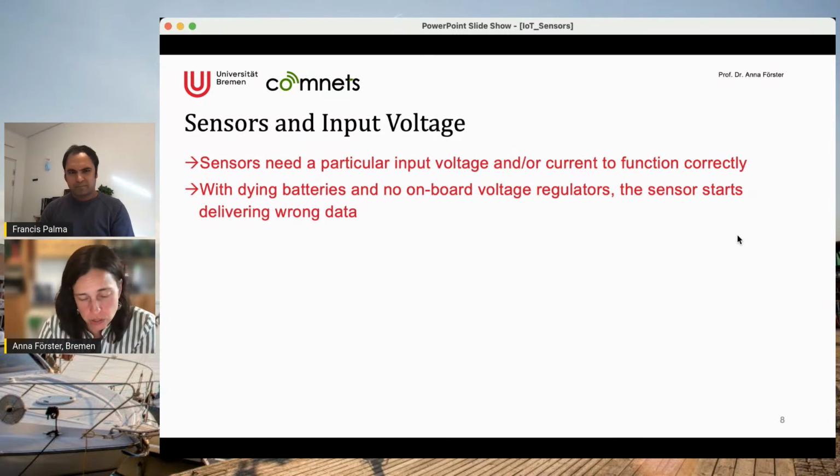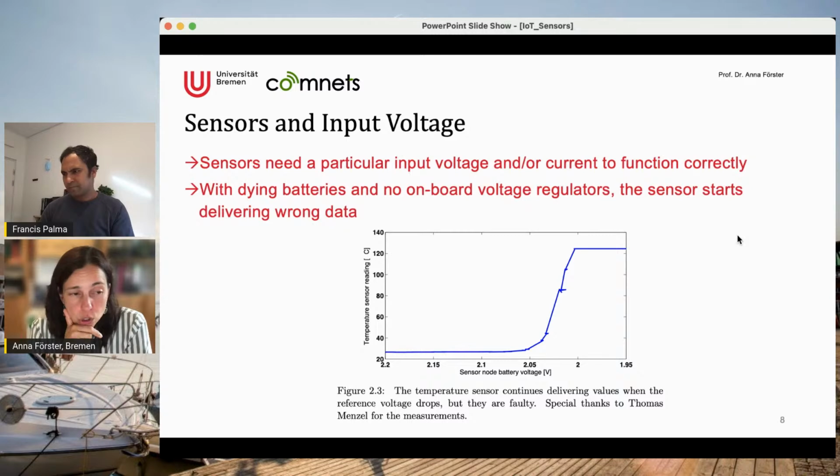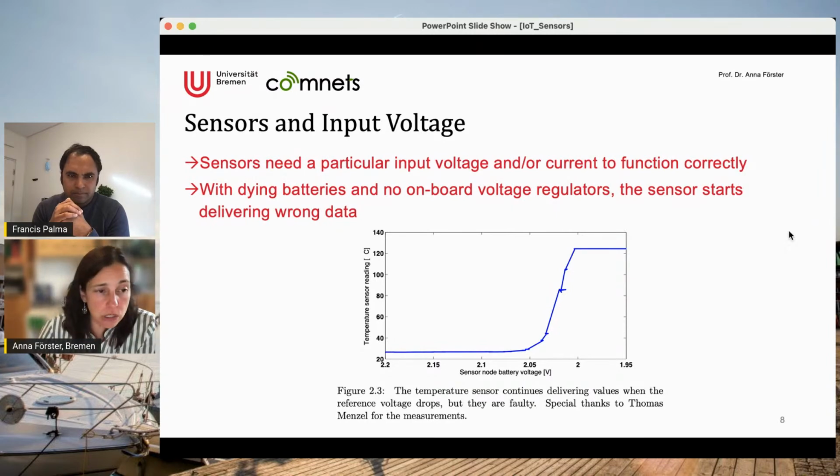Let me show you one, which is connected to sensors, but this is not only limited to sensors. We did an experiment some time ago together with a colleague from Berlin, Thomas Menzel. We took a temperature sensor and connected it to an adjustable voltage input. We started changing very slowly and very systematically how much input voltage you have. The temperature in the room was completely stable. The whole experiment took something like 5 to 10 minutes, so the temperature was kept stable.